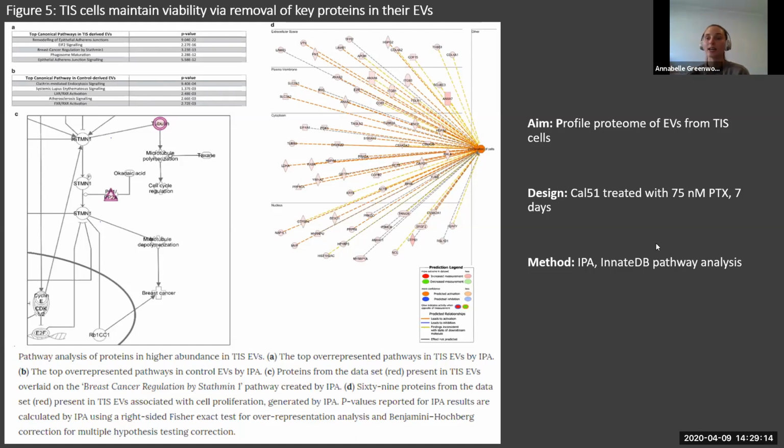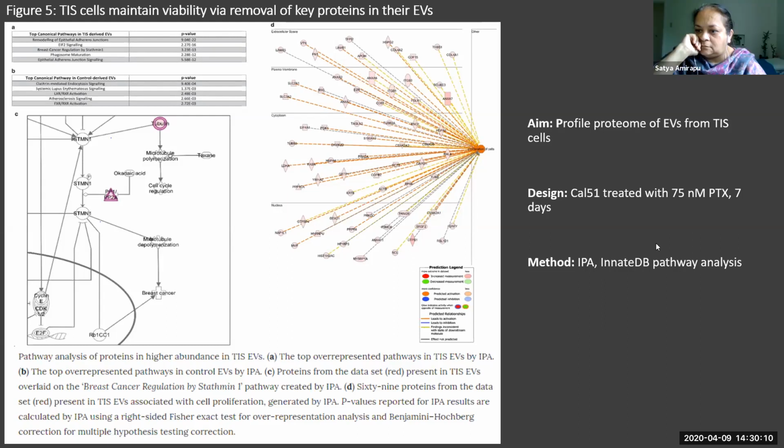For the EVs, this included the breast cancer Stathmin1 regulation pathway, which they've blown up in C. And you can see there's a couple of proteins highlighted there. So they've got tubulin and PP1 and PP2A. The proteins PP1 and PP2A are involved in the regulation of stathmins, which work to promote cell cycle progression. So by pumping out these proteins, this is a way for the cells to maintain cell cycle arrest. So potentially when PTX is removed, these guys say that they reckon the cells dysregulate the stathmin pathway to make up for that, so that the cells can maintain their cell cycle arrest, so they're no longer relying on PTX and the tubulin sort of pathway.